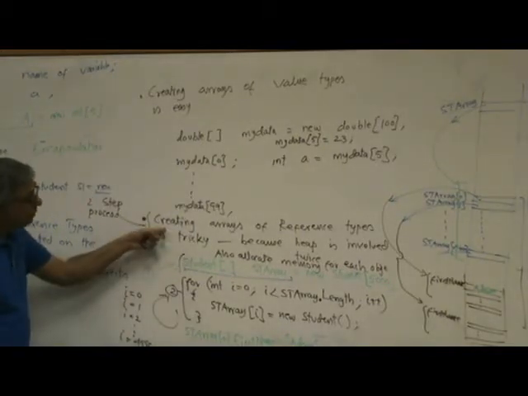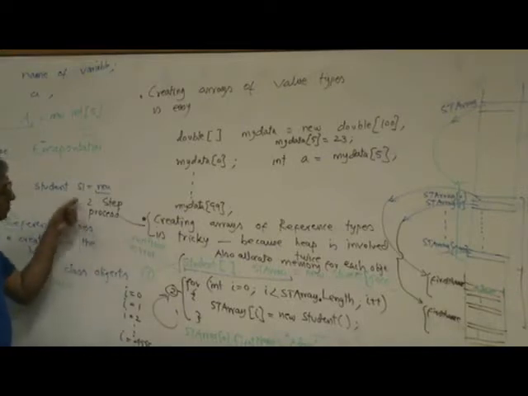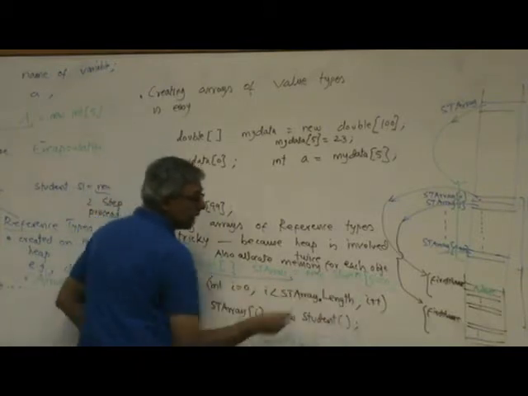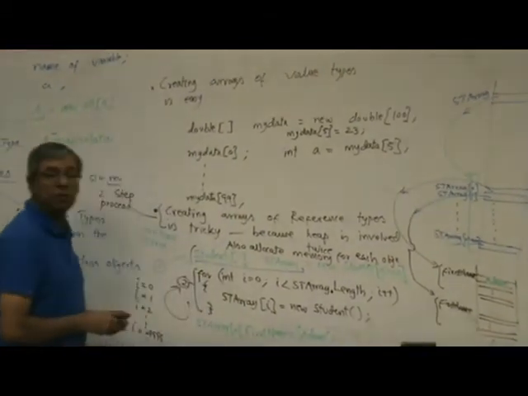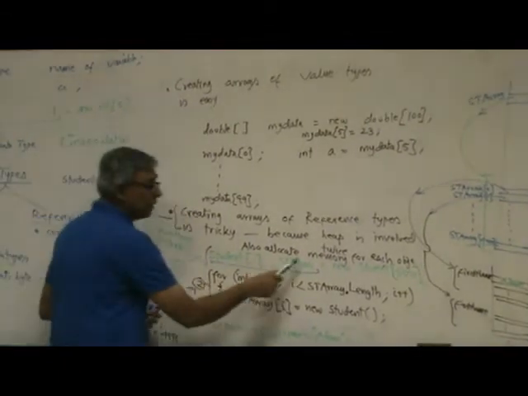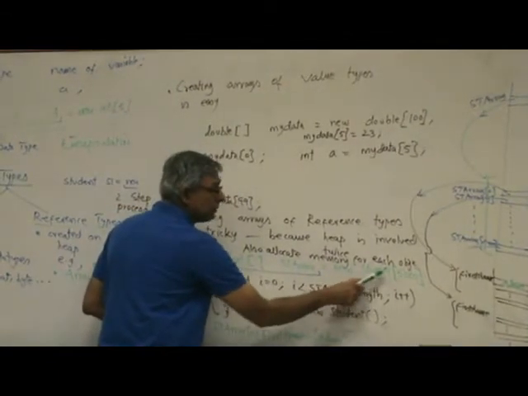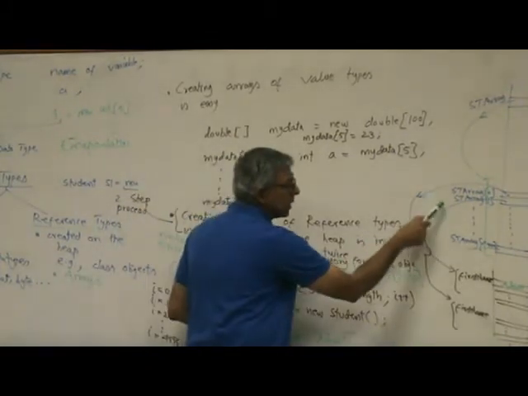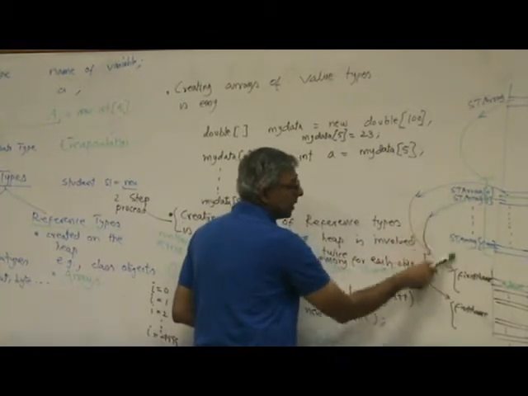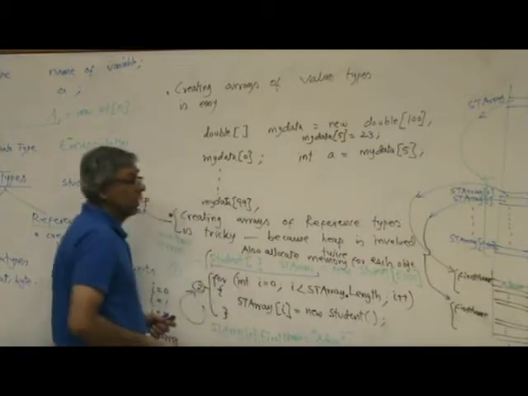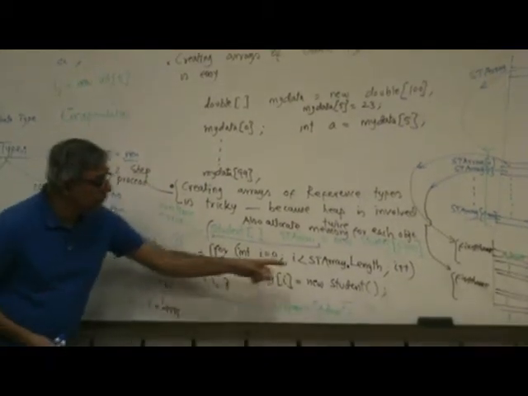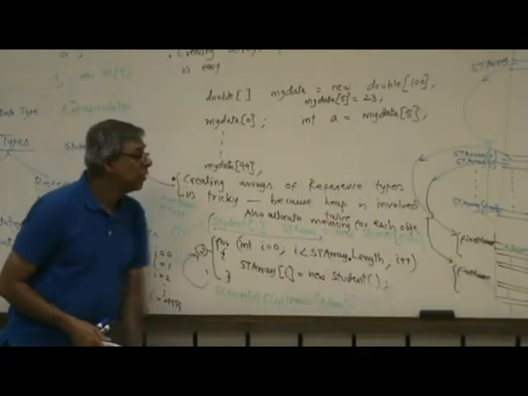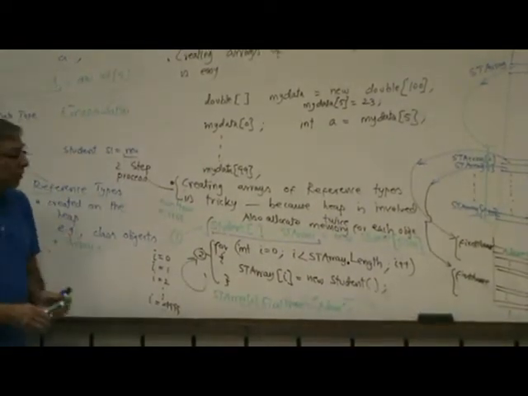But creating an array of reference types is a two-step process. First, you create as many references as you want to store objects. So if you want 5,000 students, you will create memory for 5,000 elements of the array. These will be simply references themselves, these 5,000 references, the ones in blue. Then for each one of these references, you further allocate the memory for storing each field of the student.